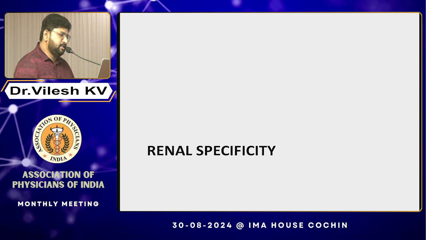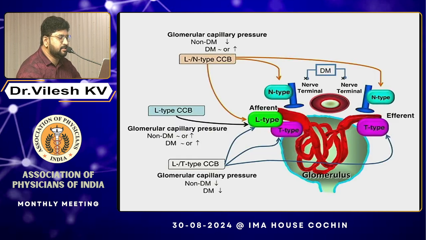So now, with this background of what types of calcium channels we have, what particular drugs do, the mechanism of action and side effects, we would like to know a little bit about the renal specificity of these drugs as well. When you look into the renal specificity, this is a glomerulus which has an afferent arteriole and an efferent arteriole, which we are all aware of, and these arterioles have T-type channels, which are marked in purple color, and you have these nerve terminals coming in blue color. They are the ones which release the sympathetic tone, and the L-type channels, which we already discussed, are mainly present in the afferent.